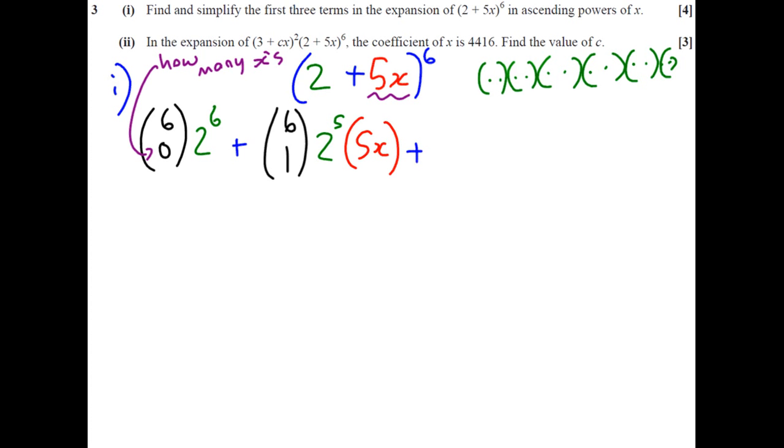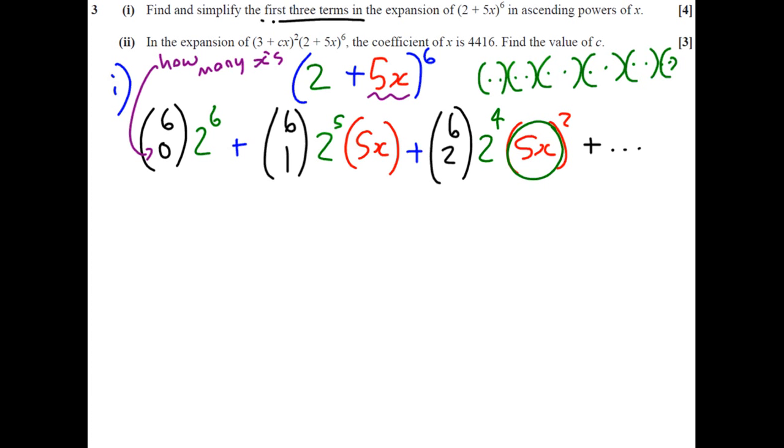Okay. Next bracket, next time you're going to have the 6 brackets to choose from, and you're going to pick 2 x's. Okay. So that means that you've picked out 4 2's and 2 x's, or in this case, 2 5x's, which are multiplied together. It's very, very important you have a bracket here because the 5x is all squared. That would carry on going. However, the question's just asked for the first 3 terms. So we just need to simplify this now.